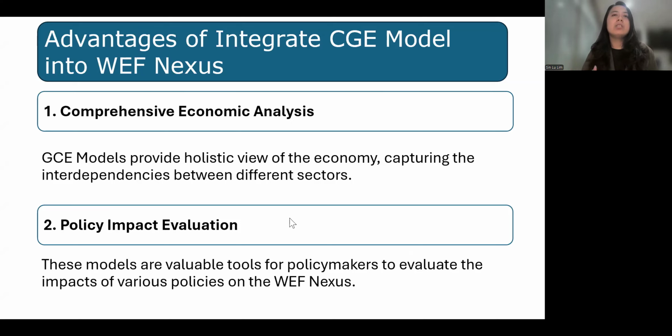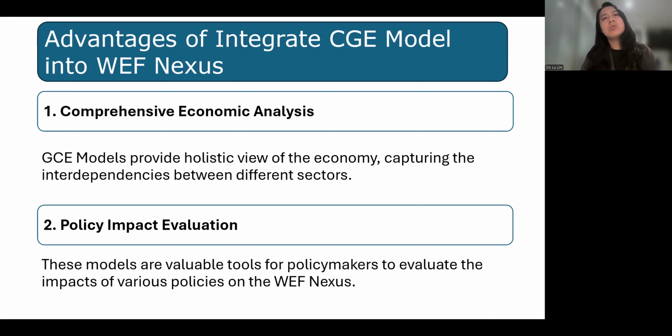There are a lot of advantages to integrating the CGE model into the WEF Nexus. The first one is that the CGE model provides a holistic view of the economy by capturing the interdependency between different sectors. This is very important for understanding how changes in water, energy, and food can actually impact the broader economy.